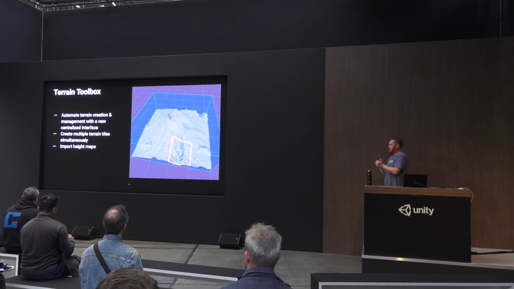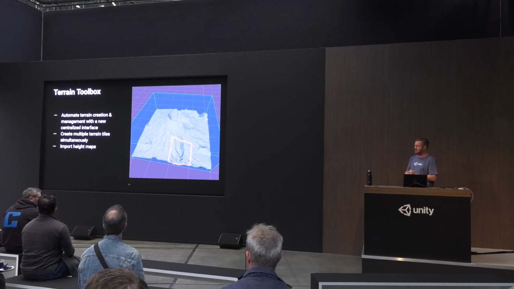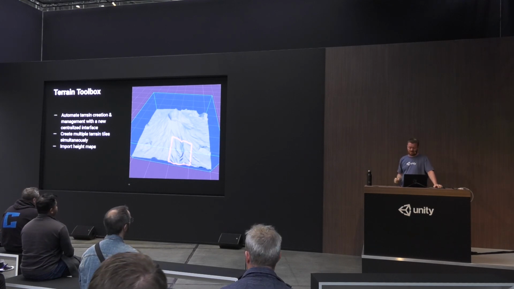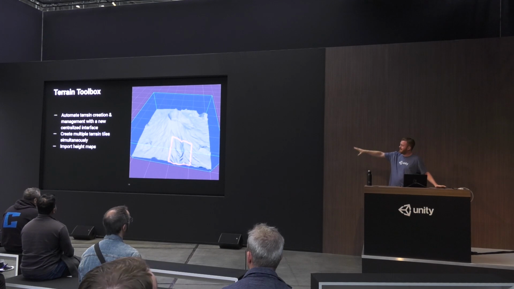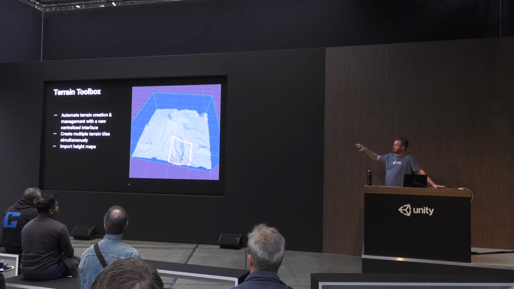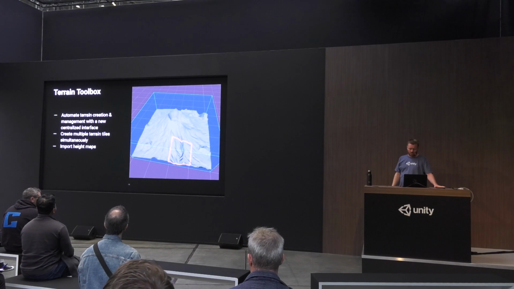So, shifting to the terrain toolbox. The terrain toolbox is a new set of tooling that allows for the automation of larger terrains. I have a shot of the window on the next slide. Basically what you can see here is we have this mountain. This is actually composed of multiple different terrain tiles, and you can see that the height map is blending smoothly across multiple tiles. You can see one of the tiles selected there in orange.